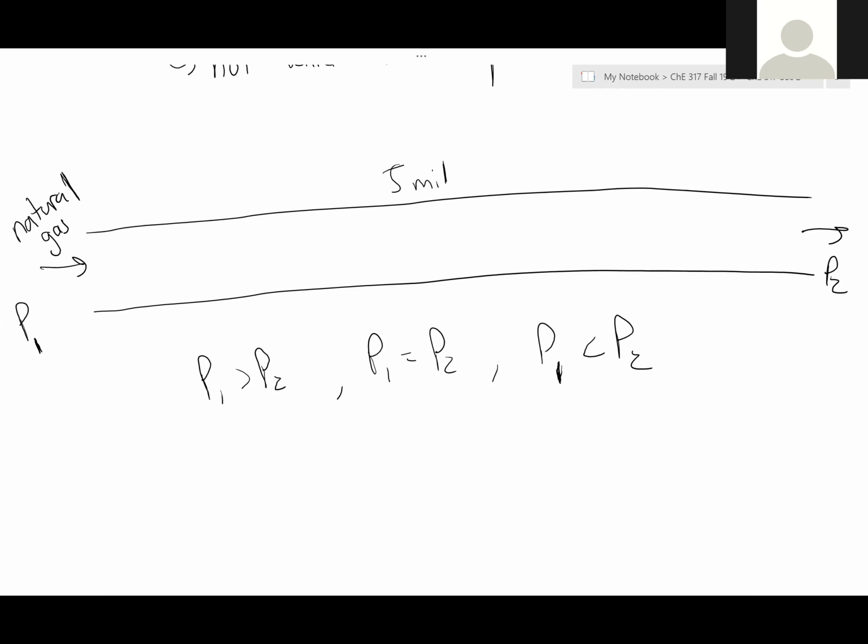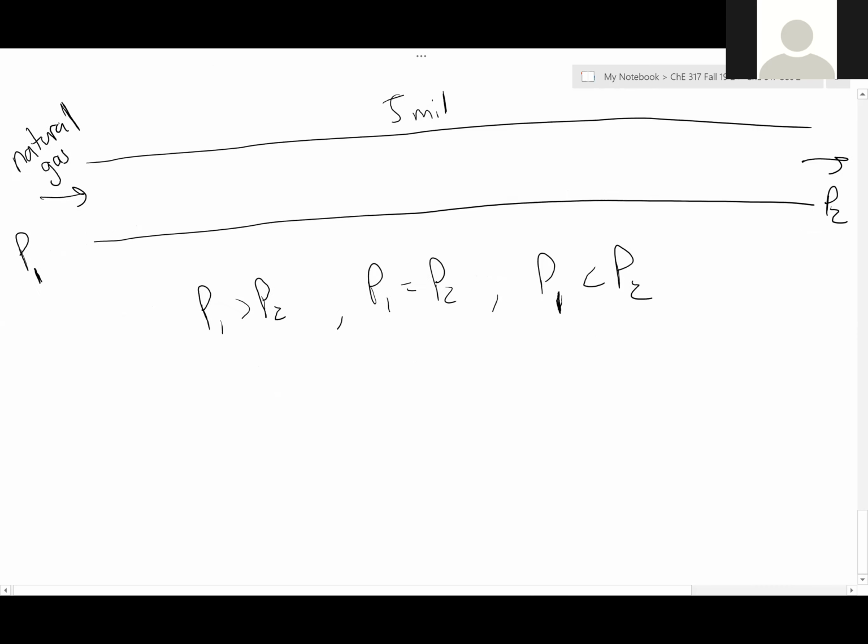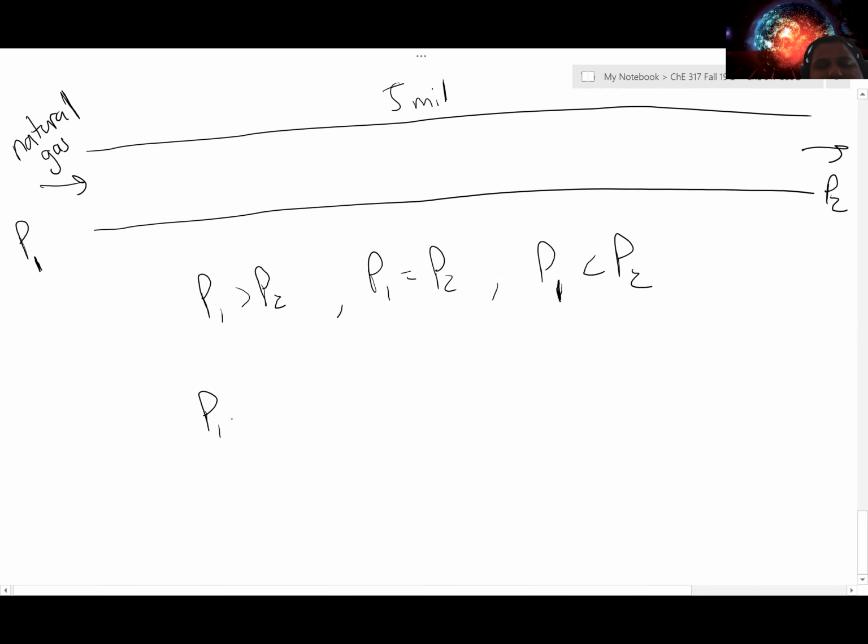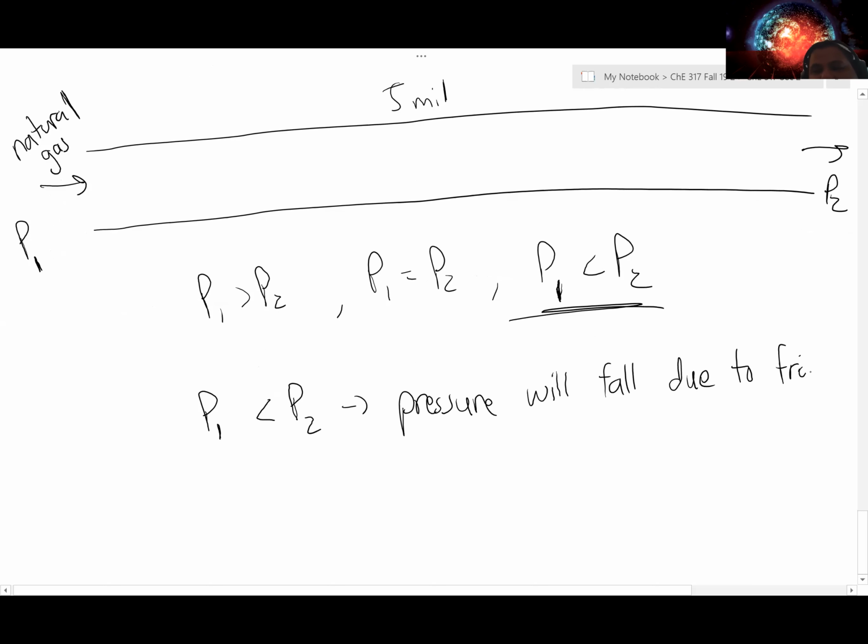So do I think my pressure is going to increase, decrease, or stay the same? Decrease. You are correct. So I would expect the pressure to fall. Mainly due to friction. We'll get to that hopefully here in a little bit today.